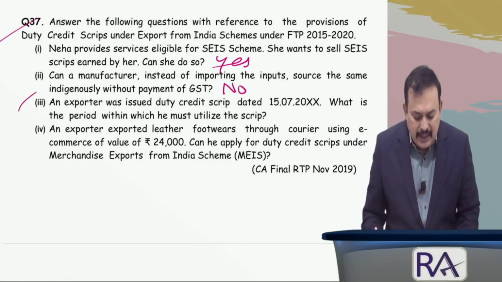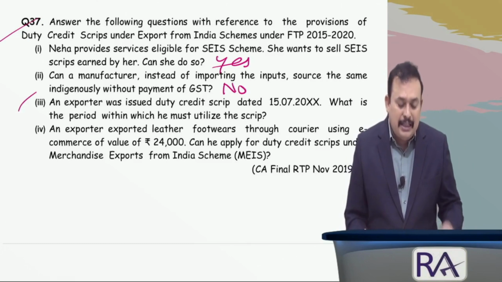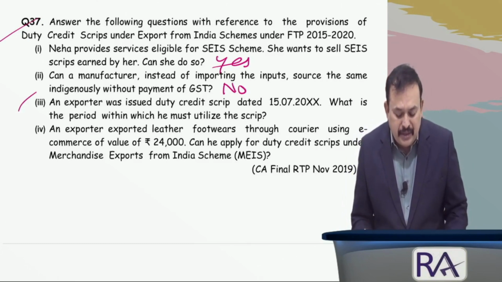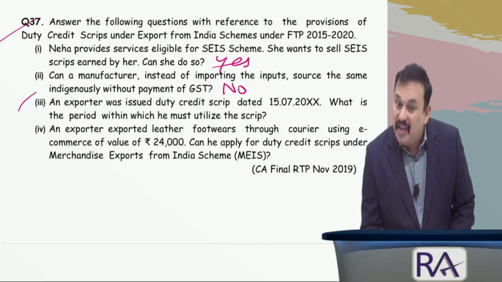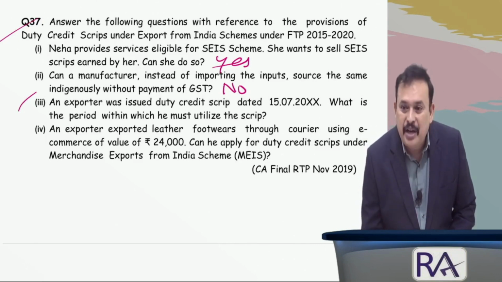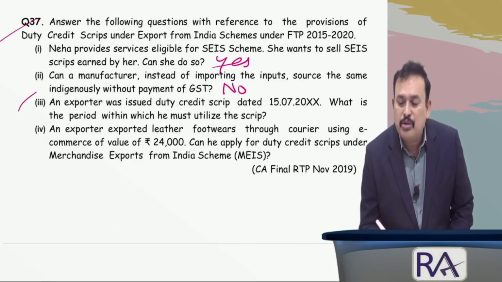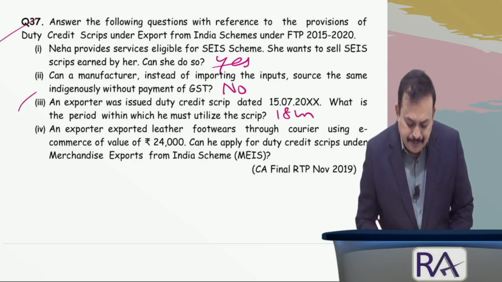Further, point number 3. An exporter was issued a duty credit scrip on 15 July. What is the period within which he must utilize the scrip? Number of months of validity: we referred, MEIS and SEIS, 18 months from the date of issuance of that particular authorization, namely the scrip. So 18 months.